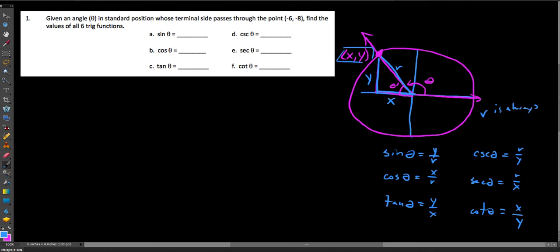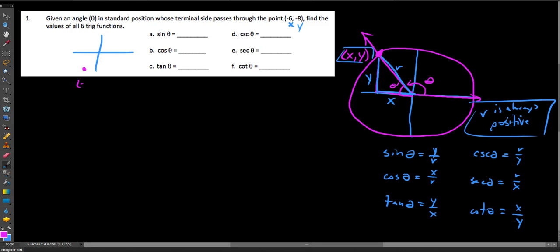I want to know that you are very comfortable with this definition of our trig ratios. So let's use these to help us find the six trig ratios. It says, given an angle theta in standard position whose terminal side passes through the point (-6, -8), find the values of all six trig functions. It looks like we already have a point on the terminal side. I want to sketch this angle first, and I notice that this would go left and down, a little further down than left.